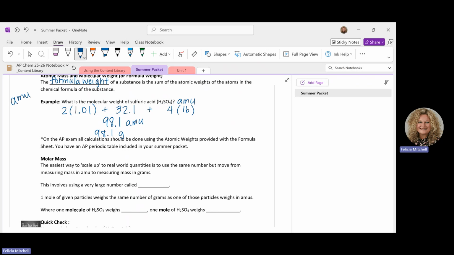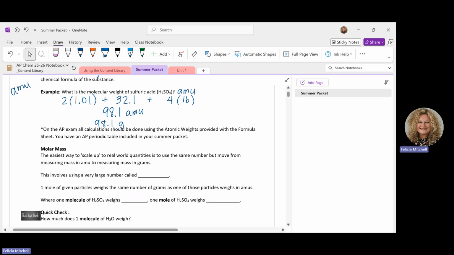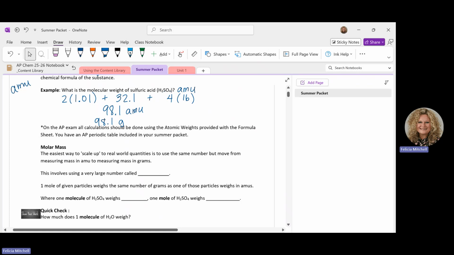Like I know you see here, I did 32.1 for the sulfur. Technically, I probably should have done like 32.07. You'll see me sometimes do 1 decimal place, but we should get in the habit of doing 2 to 3 decimal places. Now, again, I'm getting these numbers of grams per element or AMUs per element from the periodic table.